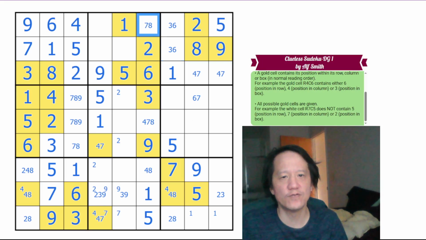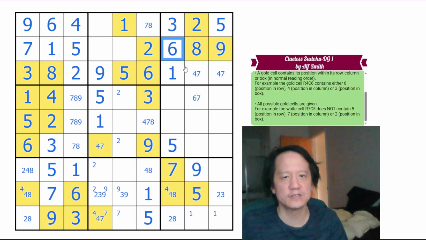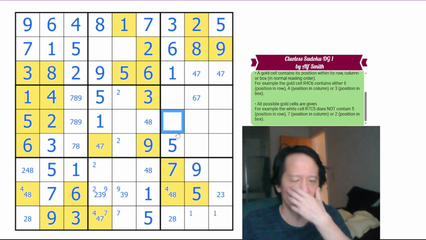This can't be 4. This can't be 6 because of the 6 in the row, so this is 3, this is 6. That leaves this as a 7-8 pair, but it can't be 7 because of the 4-7 pair in the column. So this is 8, this is 7. That means this can't be 7 here.